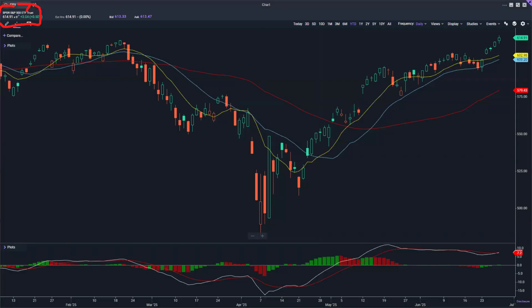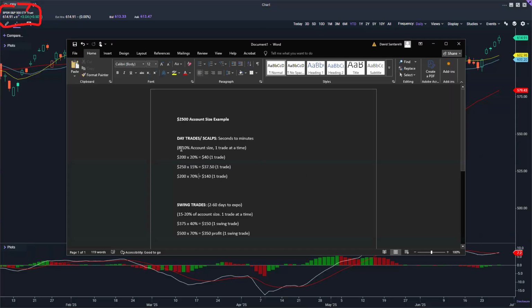Like I said, on your day trades and scalps right here, you only want to do 8 to 10% of your account max with a smaller account, a $2,500 account. So that's $2,500 multiplied by 0.08. That's $200 to $250. I mean, that's it. You don't want to trade any more of that. You have a $2,500 account, $200 to $250. If you have a $5,000 account, then $400 to $500 per trade. And you don't want to do more than one trade at a time with a day trade.